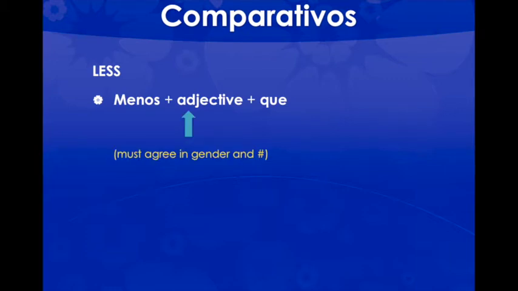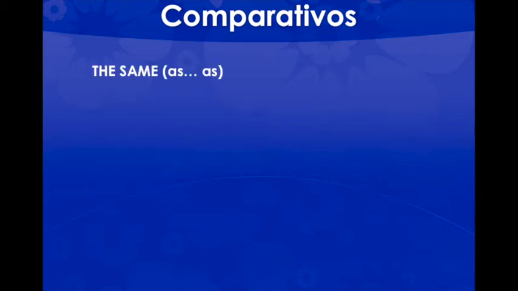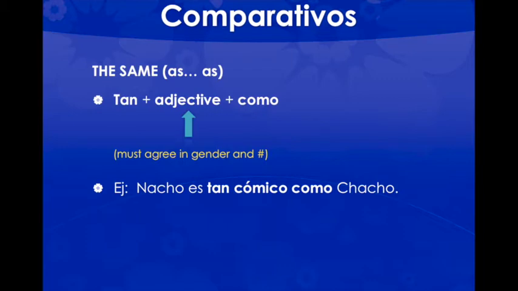To say somebody is less something than somebody else, we use menos. Think of the word minus. And the adjective agrees in gender and number. Chacho es menos cómico que Nacho. Chacho is less funny than Nacho. If we wanted to say that they are equivalent or the same as each other, we'd use tan and como. So tan always pairs up with como. Adjective agreeing in gender and number. Nacho es tan cómico como Chacho. Nacho is as funny as Chacho.